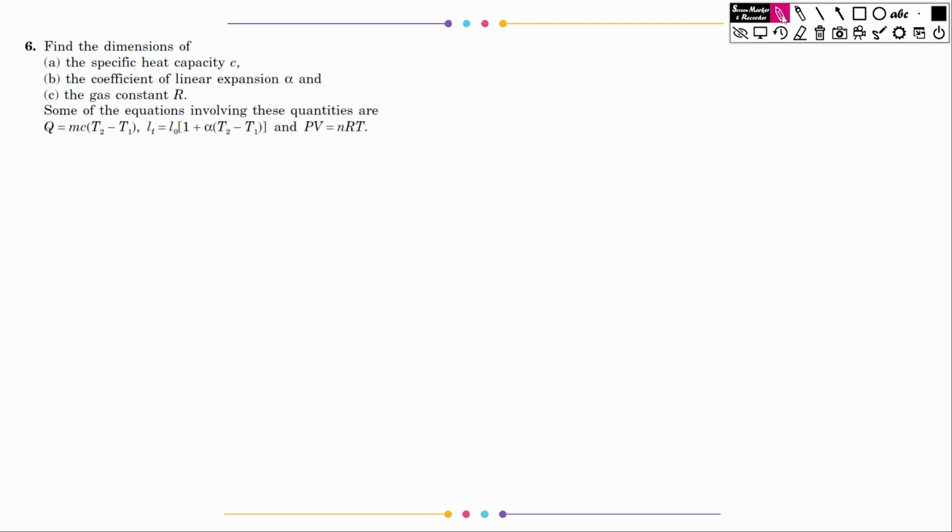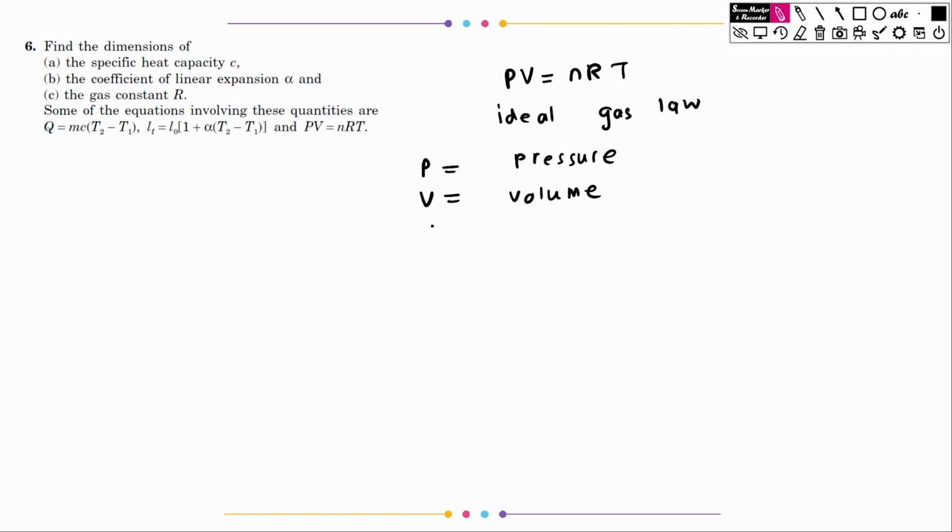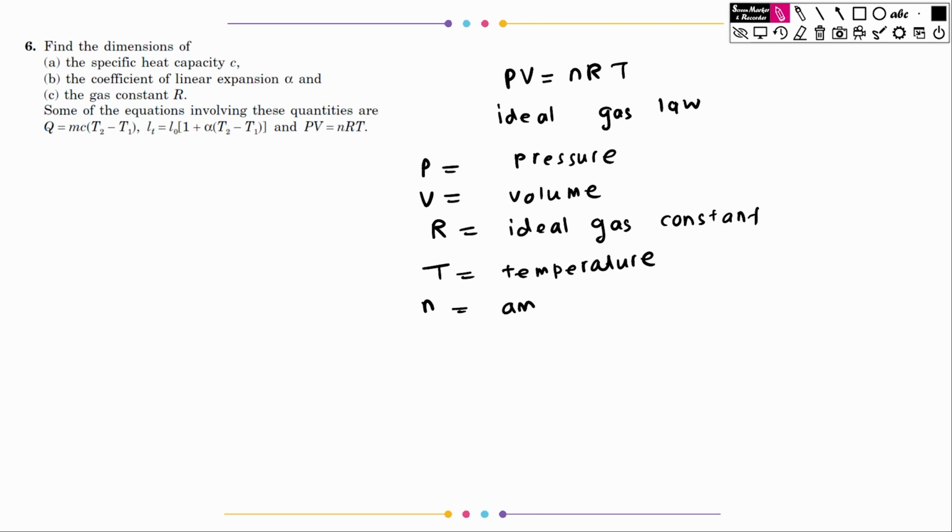Next, we have to find the dimension of gas constant R. So we'll write the corresponding equation, that is PV is equal to nRT. This is ideal gas law, where P is the pressure, V is the volume, R is the ideal gas constant, T is the temperature, and n is amount of substance.